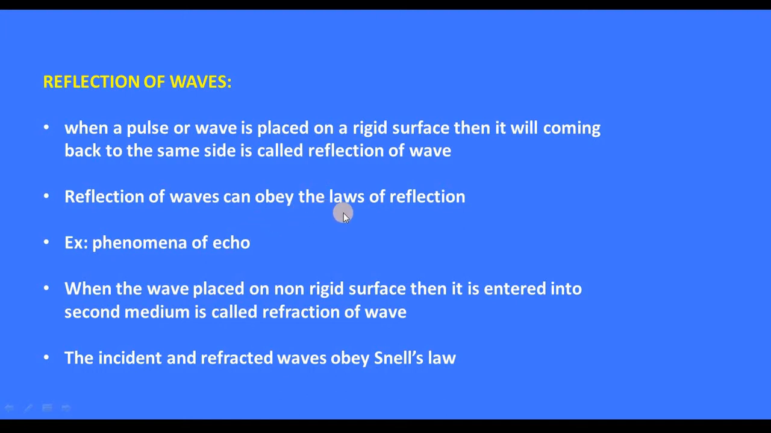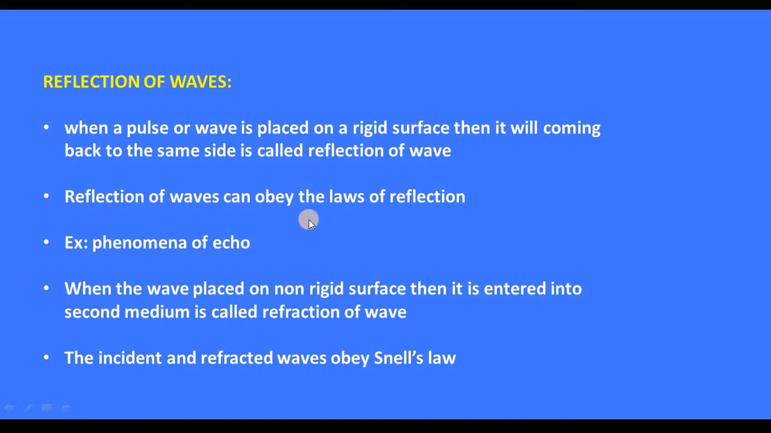So what are the laws of reflection? There are mainly two laws of reflection. The first one is that the incident ray and the reflected ray are both on the same plane. The next one is that the angle of incidence equals the angle of reflection. These two are known as the laws of reflection, and the reflection of waves should obey these two laws.